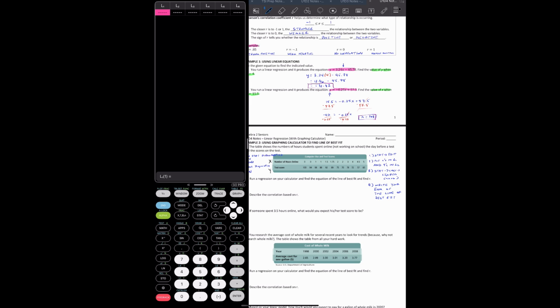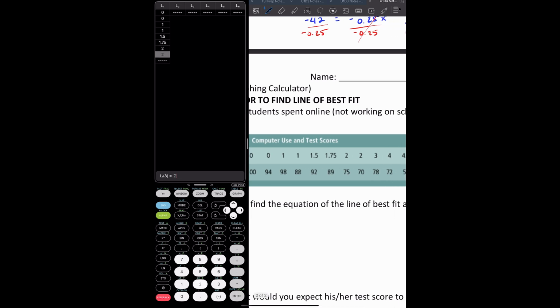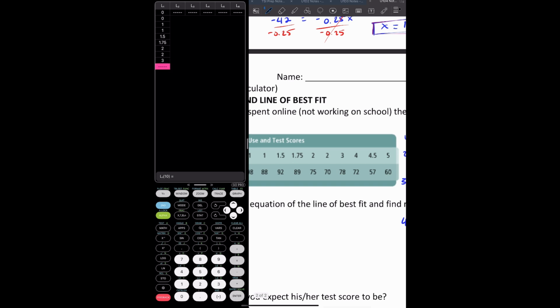So we're going to go ahead and press 0 because that is our first X value. So 0, enter, and then 0 again, enter. Then we have 1, enter, 1, enter, 1.5, enter, 1.75, enter, 2, enter, 2, enter, 3, 4, 4.5, and then 5. So we have all the X values under L1.